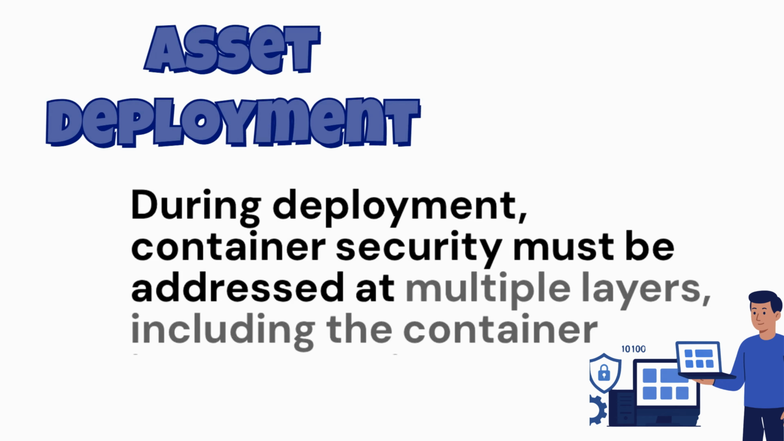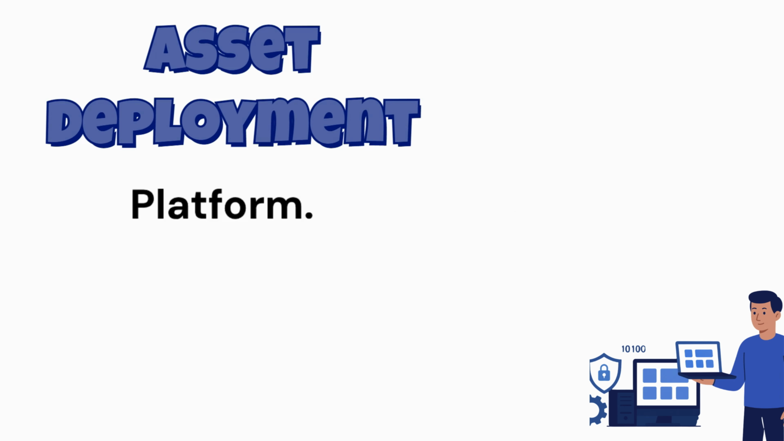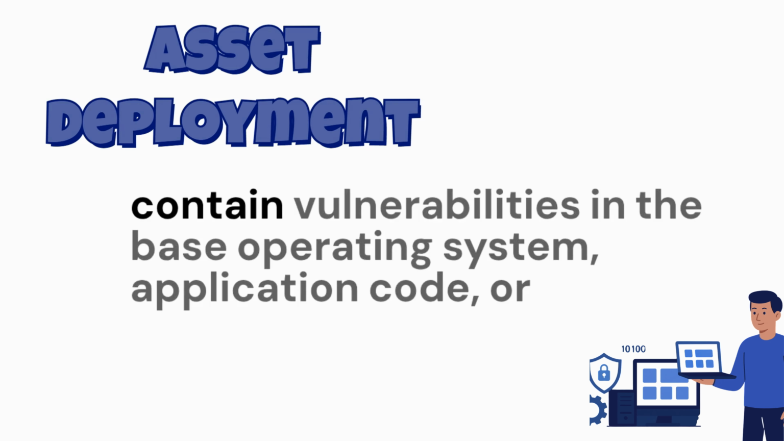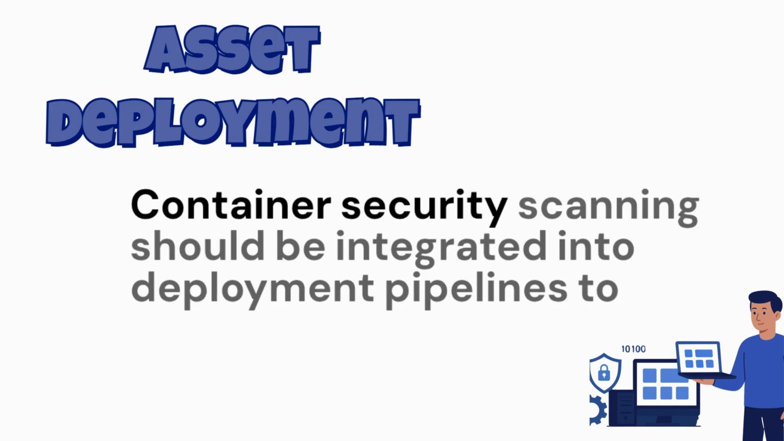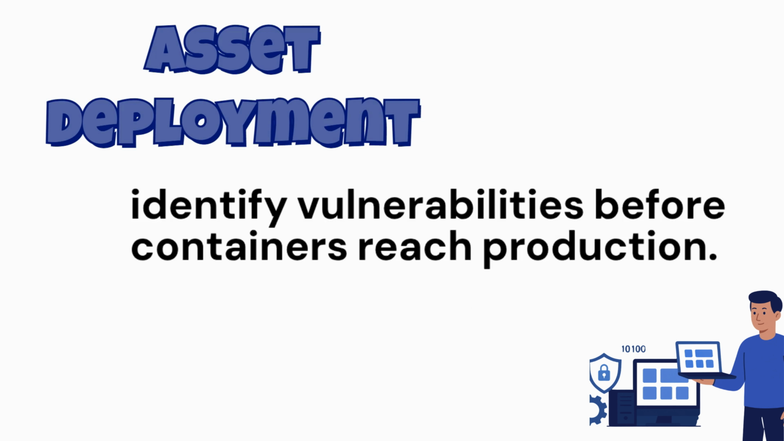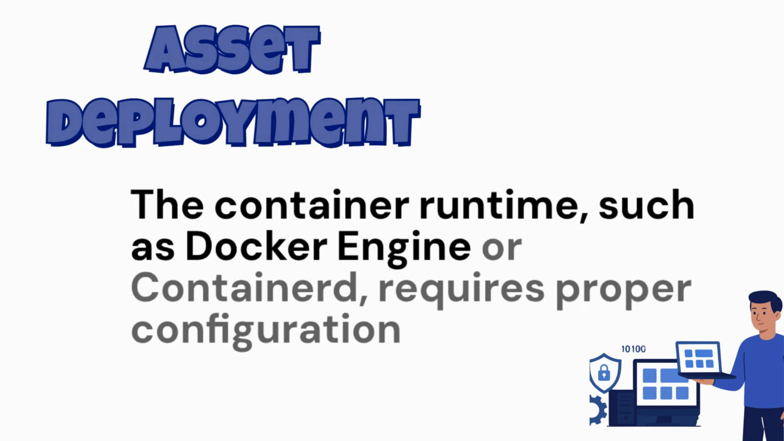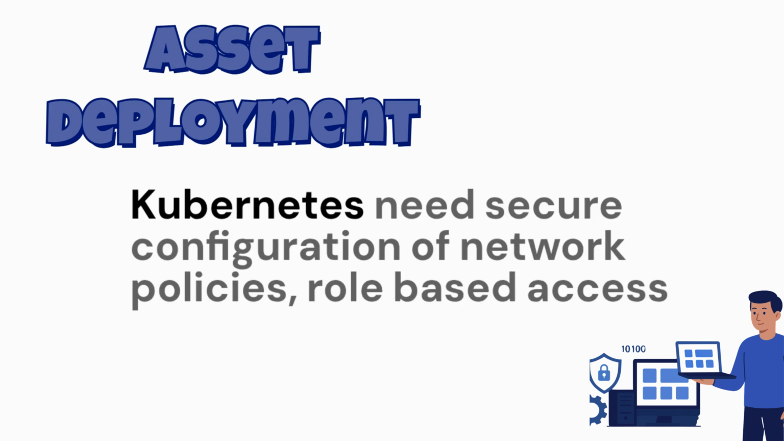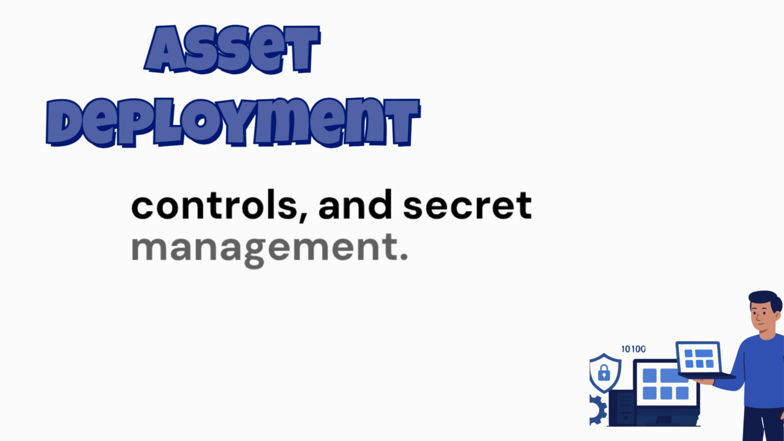Container security must be addressed at multiple layers, including the container image, container runtime, and orchestration platform. Container images are the templates used to create containers, and they can contain vulnerabilities in the base operating system, application code, or dependencies. Container security scanning should be integrated into deployment pipelines to identify vulnerabilities before containers reach production. The container runtime, such as Docker Engine or containerd, requires proper configuration to prevent privilege escalation and resource abuse. Orchestration platforms like Kubernetes need secure configuration of network policies, role-based access controls, and secret management.